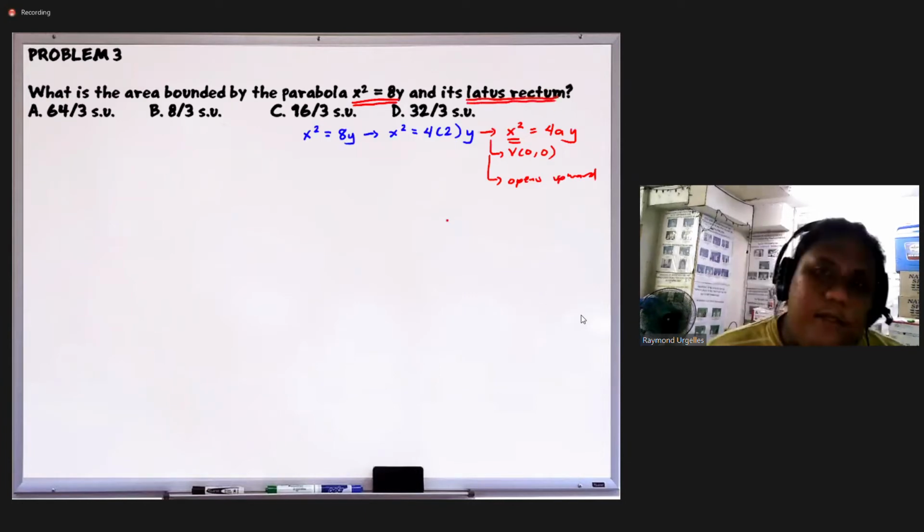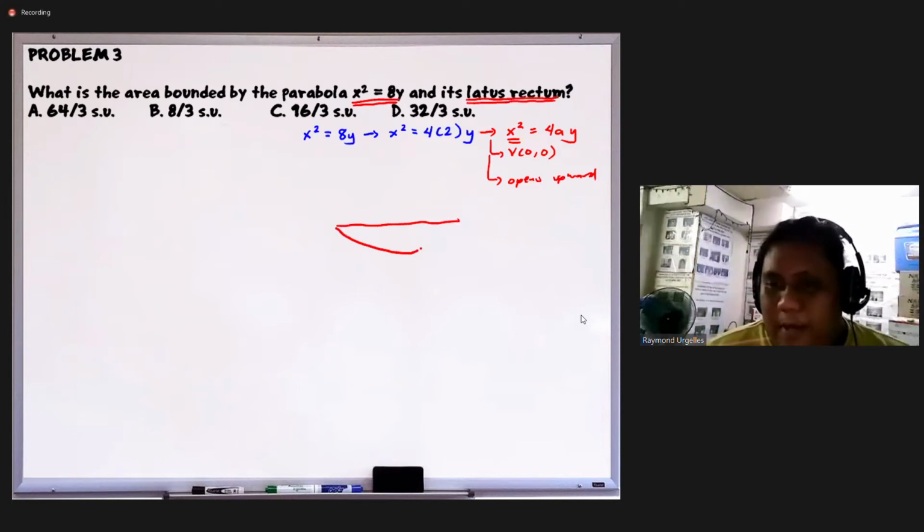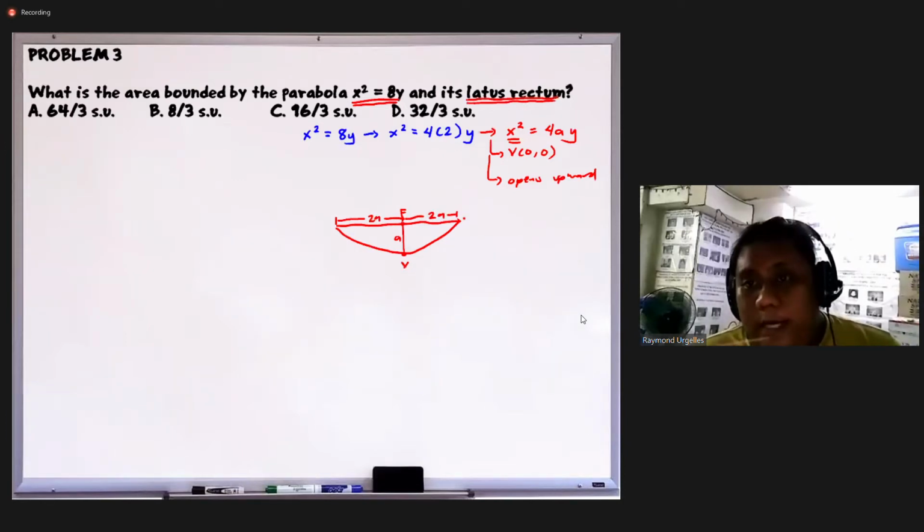So nasan ba yung latus rectum natin? If you know the properties of parabola, kung ito yung vertex, ito yung focus, yung layo ng focus natin from the vertex is A. Then yung layo mula dito sa latus rectum hanggang sa focus is 2A, so this is also 2A. Lagi niyo itong tatandaan pagdating sa parabola.